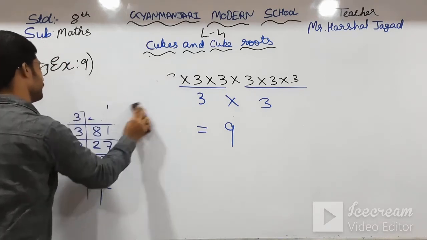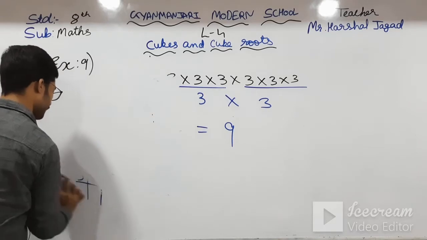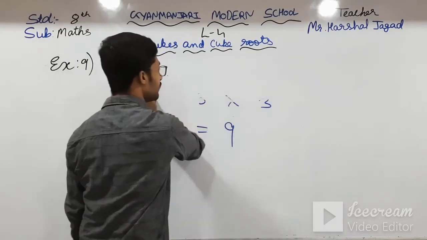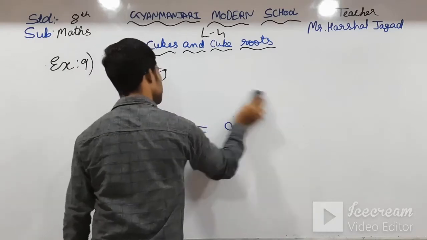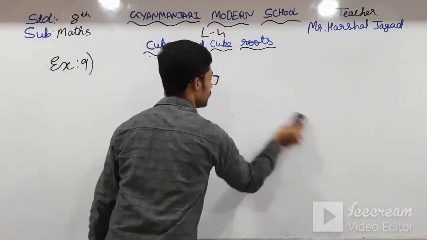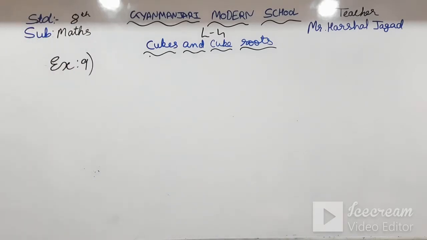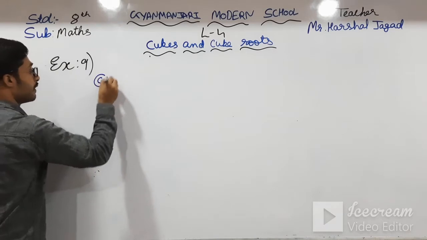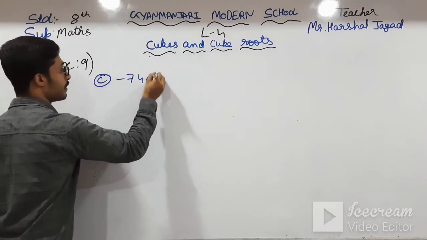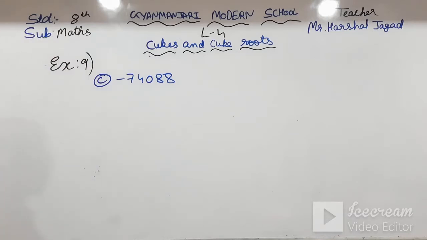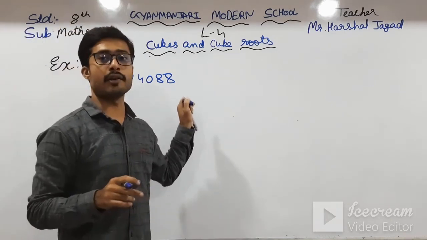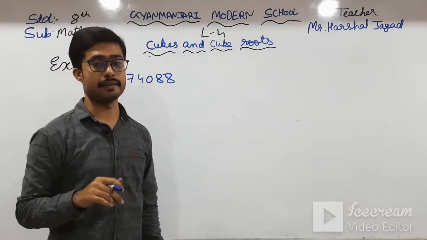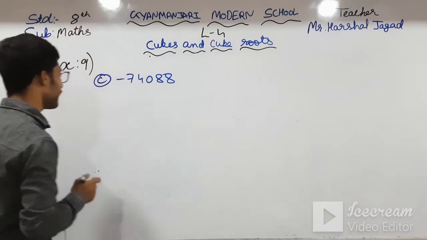Now see, that is minus 74088. We all know that if there is a minus sign over here, then its cube root also has a minus sign. Okay students, why? I am taking an example.